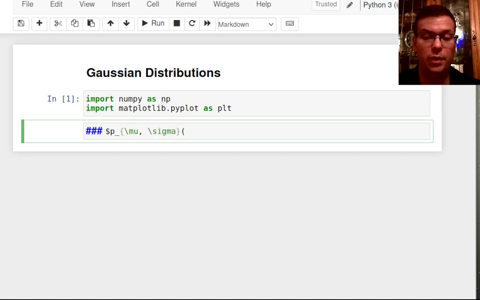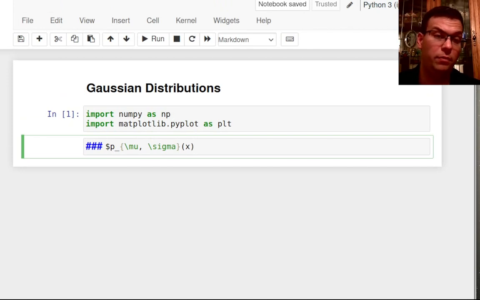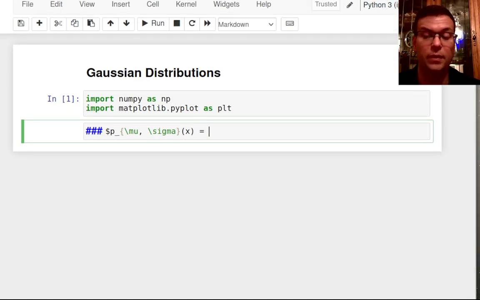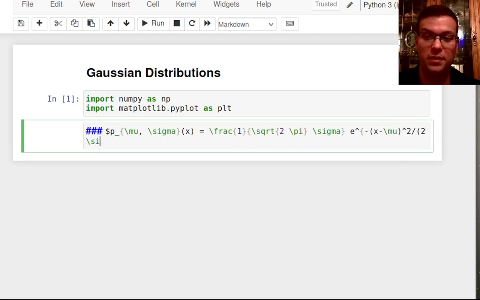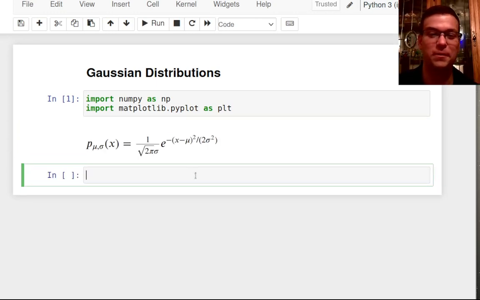The probability that a random variable takes on a particular value x is equal to 1 over root 2 pi times sigma, times e to the negative x minus mu quantity squared over quantity 2 sigma squared. All right, so what is all this? Let's look at that. Okay, so there's the equation.